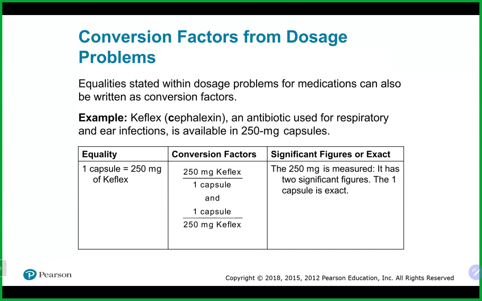Again, a dose is sometimes given in problems. So if you have some Keflex and it's 250 milligrams per capsule, that means you have 250 milligrams per one capsule of that medicine, and vice versa. Here again, the 250 is a measured value and would have to be taken into consideration when we do our calculation. In this case, the way this one is written, it would count as 2.